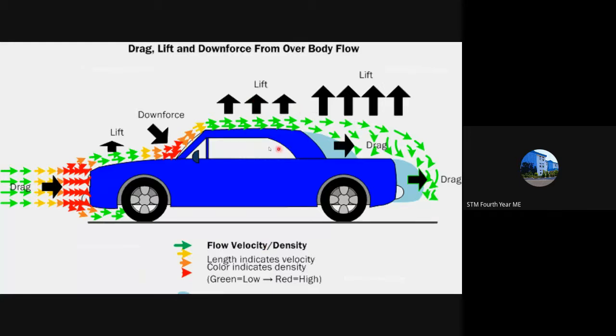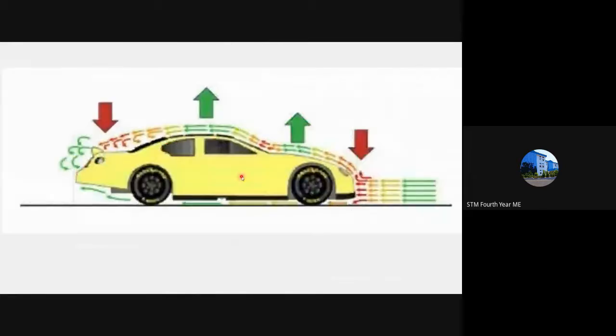We have to ensure the car stays in contact with the ground rather than lifting up, and that is the desirable condition. If it is lifting up, it is called positive lift, while if it is staying on the ground, it is known as negative lift. For that purpose, we are providing aerodynamic design.